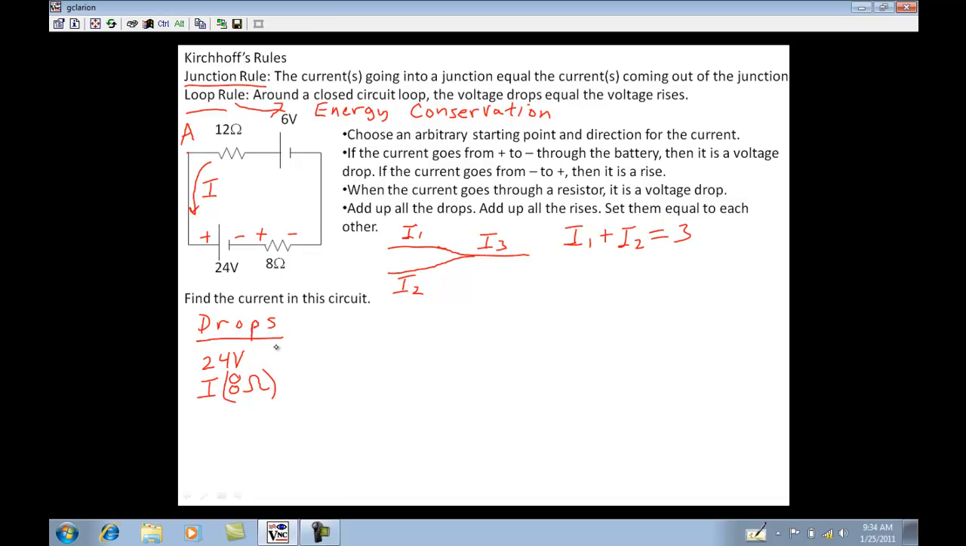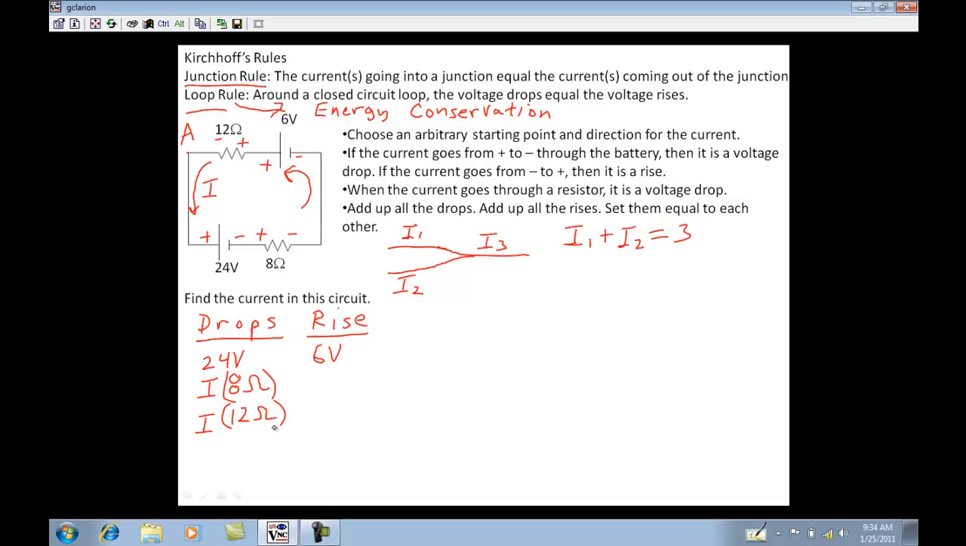So I keep following the current, and I get to the 6 volt battery. The 6 volt battery, is that a drop or a rise? It's a rise, because I'm going from the negative to the positive when my current gets to that point. Okay, so that I'm going to list as one of my rises. So that's a 6 volt rise. Now I'm going to go through this 12 ohm resistor. Is that going to be a drop or a rise? Drop. It's a drop, because anytime we go through the resistor again, it's always a drop. So that's a current I times 12 ohms.